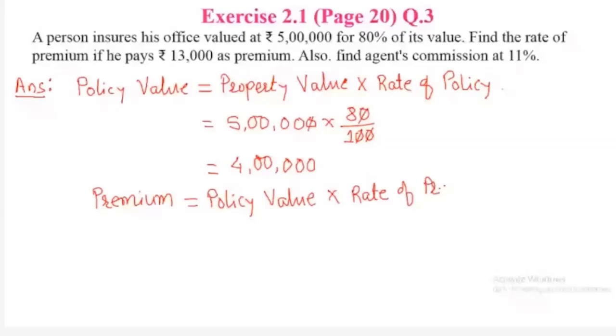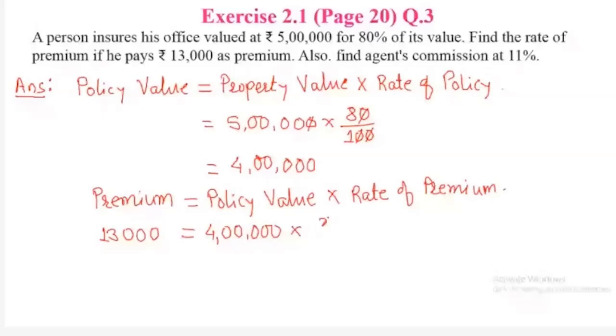Rate of premium. Premium, value of premium, is it given to you? Yes. Premium कितना है हमको मालूम है. We don't have to calculate premium. Premium is 13,000. Agree? All of you agree 13,000 is premium? If he pays 13,000 as premium, so 13,000 is premium. What is policy value? अभी अभी हम लोग ने calculate किया है. It's 4 lakh into rate of premium. We don't know.